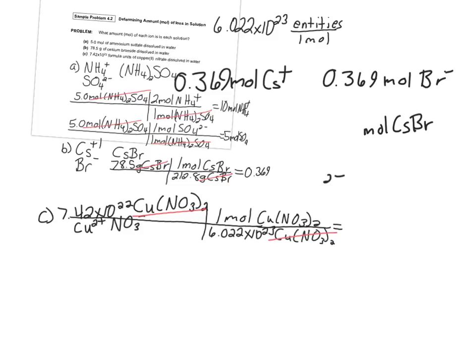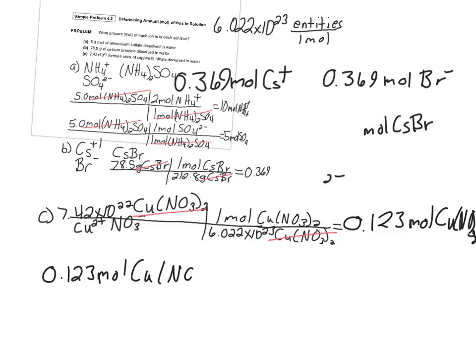All right. Now let me write my answer down. I got 0.123 moles of copper nitrate, Cu(NO3)2, well, my 2 of them. And now the question's asking for the number of each individual ion, right? So if I've got 0.123 moles of copper nitrate, I'm going to do copper first. How am I going to get it from moles of copper nitrate to moles of copper? I'm going to use the molecular formula. It tells me that I have 1 copper for every 1 copper nitrate.